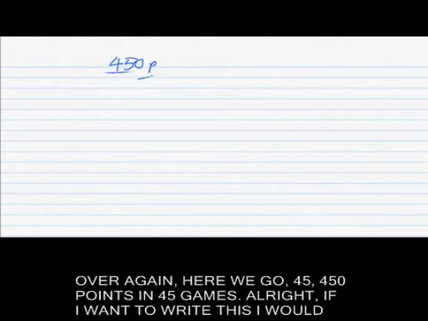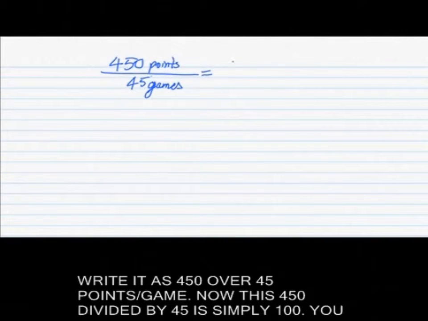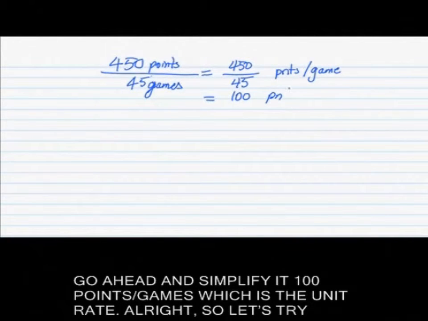450 points in 45 games. All right, if I want to write this, I will write it as 450 over 45 points per game. Now, this 450 divided by 45 is simply 10. You go ahead and simplify it. 10 points per game, which is the unit rate.